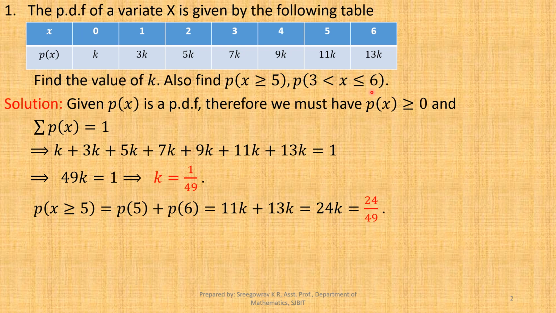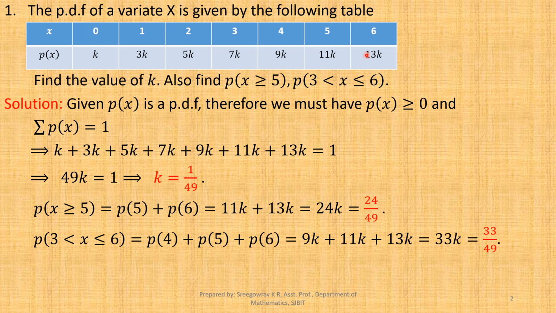Now the third sub question, they are asking us to find the probability of 3 less than x less than or equal to 6. Here the first inequality is strictly less than, that means 3 is excluded in our interval, and the second inequality is less than or equals, so 6 is included in our interval. So from the table, after 3 up to 6, that is greater than 3 and up to 6, we need to include the values, that is p of 4 plus p of 5 plus p of 6. Substitute the respective values from the table, add together and substitute the value of k, we will get 33 by 49.